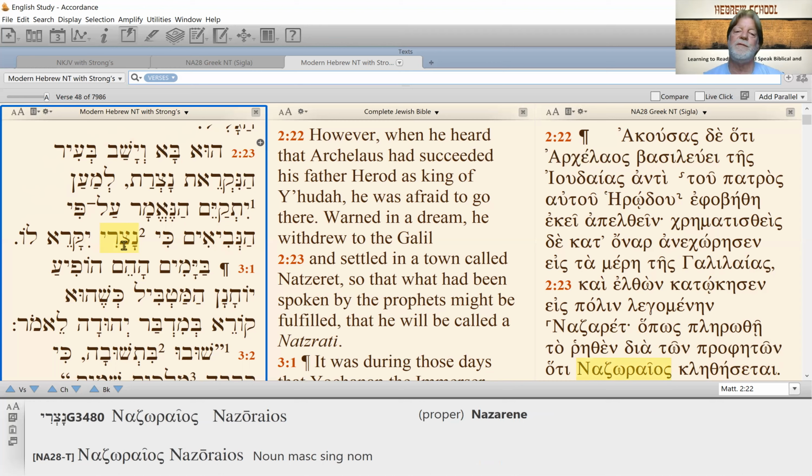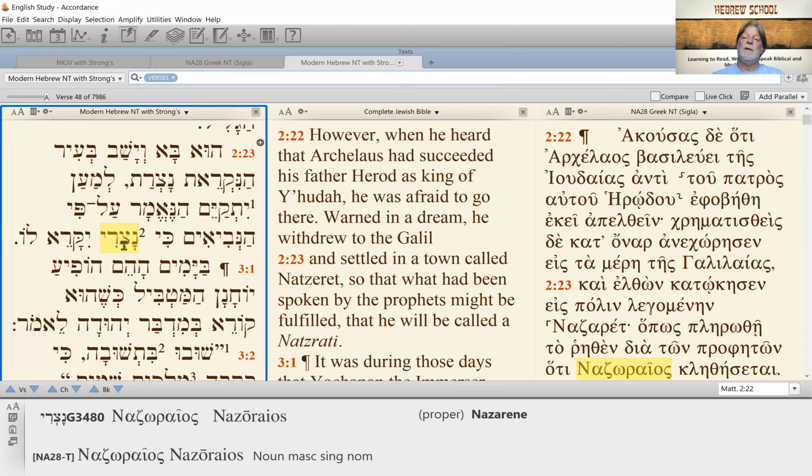So when Joseph and Mary and Jesus went to live in Nazareth, Natzrat, that fulfilled a prophecy that was spoken by the prophets, that he would be called, Jesus would be called a Notzri, a Nazarene. Vayikare lo, it would be called him Nazarene.